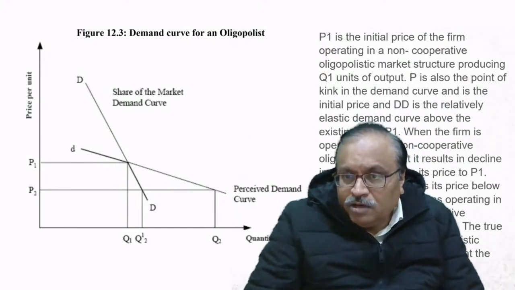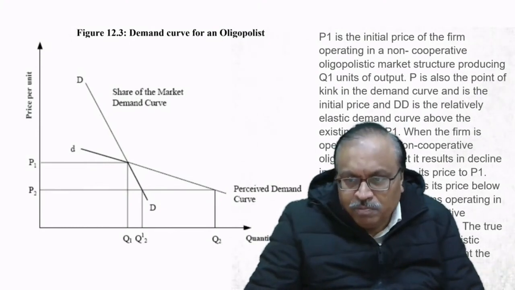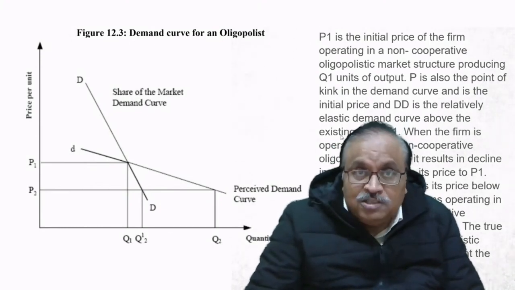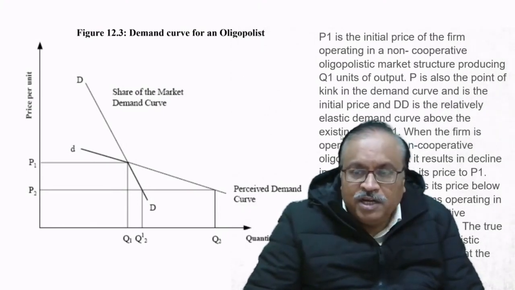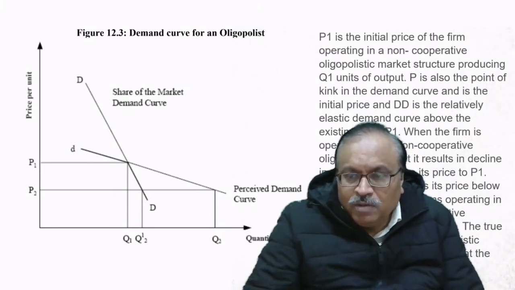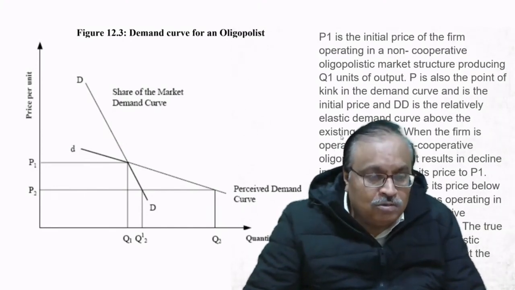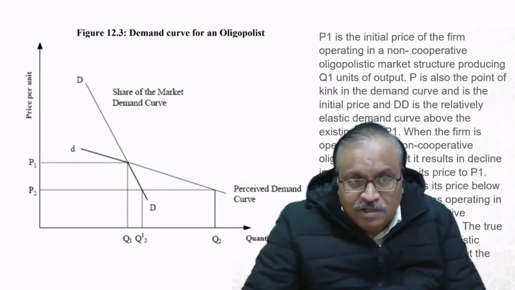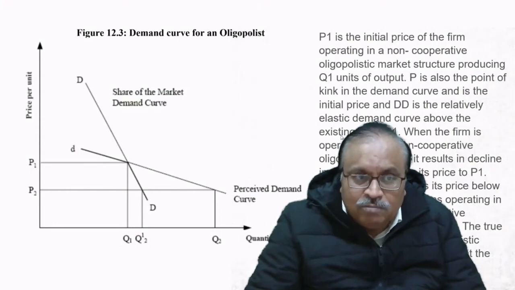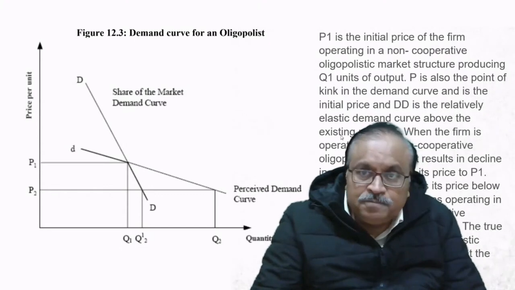When the firm is operating in a non-cooperative oligopolistic market, it results in a decline in sales if it increases its price above P1. Now, if the firm reduces its price below P1, say to P2, the other firms operating in the market show cooperative behavior and follow the firm. The true demand curve for the oligopolistic market is small d to capital D. So instead of the usual demand curve of the capital DD graph, there is a kink and the demand curve moves from small d to capital D at the existing price P1.